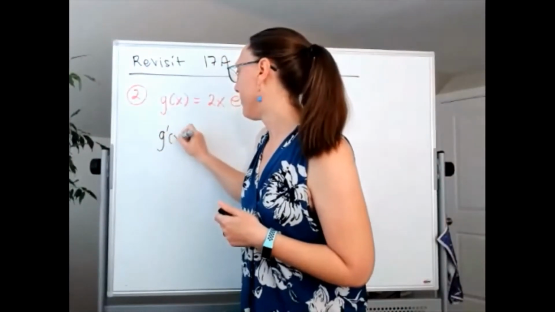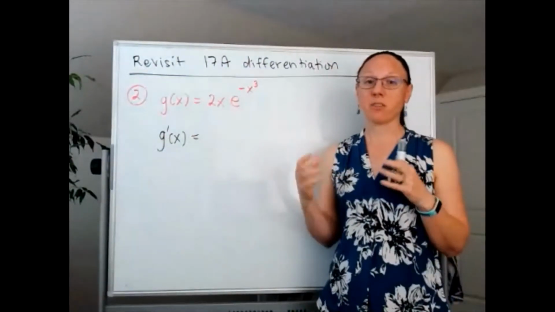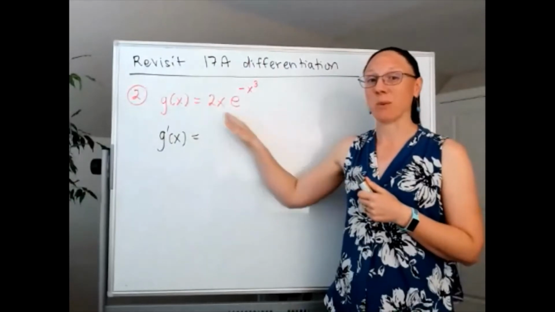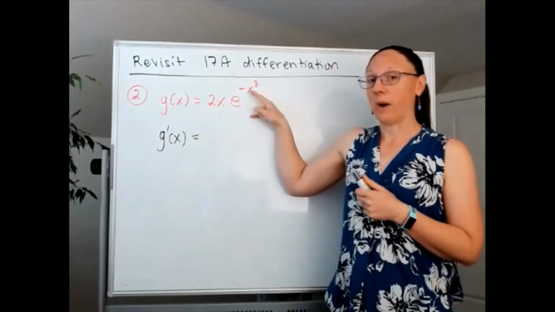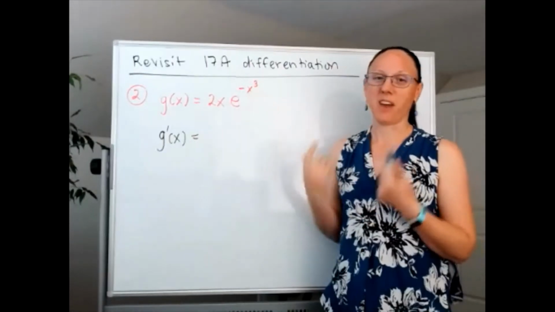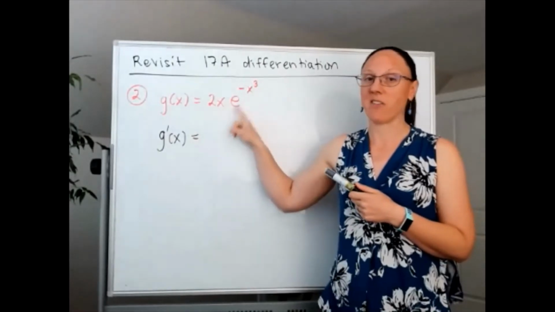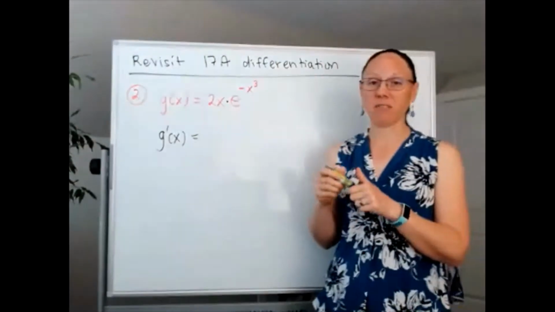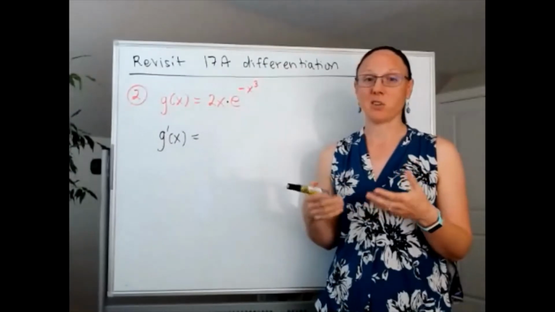So first of all, if I look at the big function, I know that I have this exponential piece because I have a base where my variable is in the exponent. But the other thing that's going on is some invisible multiplication between the 2x and the e to the negative x cubed. And because of that invisible multiplication, I know when we take the derivative, I have to be careful to use the product rule.